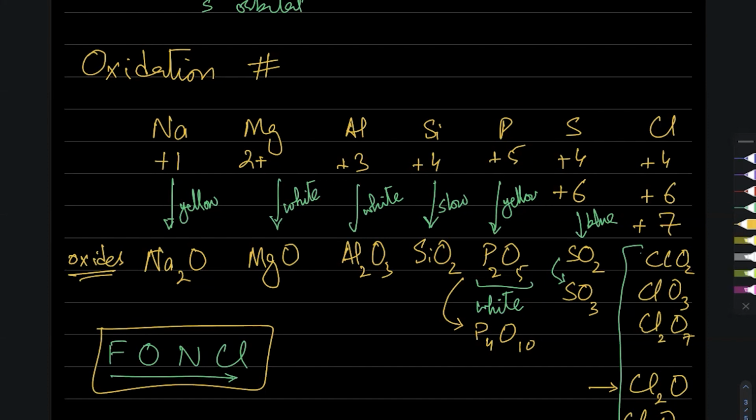So for example, if I ask you, will molten magnesium oxide conduct electricity? What will your answer be? Come on, magnesium oxide is ionic. When it melts, it has magnesium ions and oxide ions. It will conduct electricity. Why wouldn't it? It will.